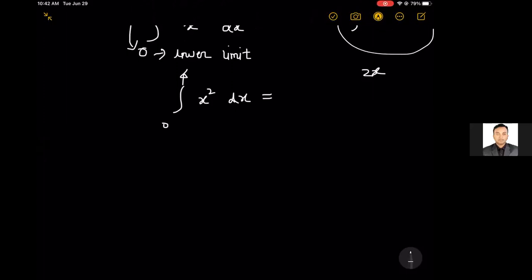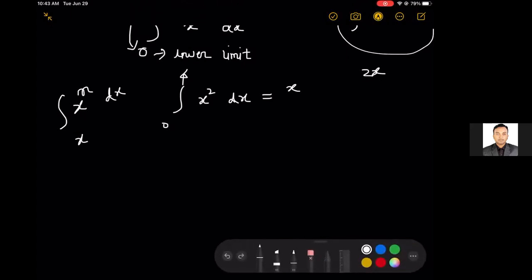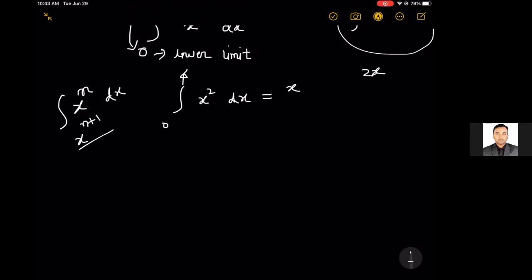The antiderivative of any function of this format, x to the n, using the power rule. Isn't it 1/3 x cubed? Exactly, yeah. So the formula is x to the n plus 1 over n plus 1. So x to the 2 plus 1 over 2 plus 1.